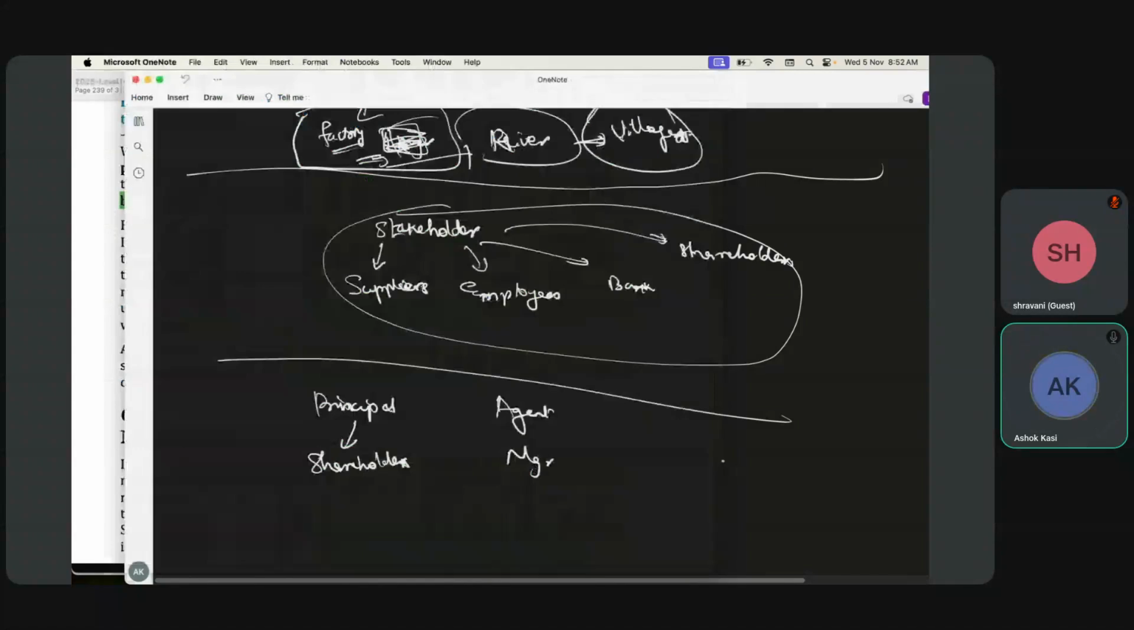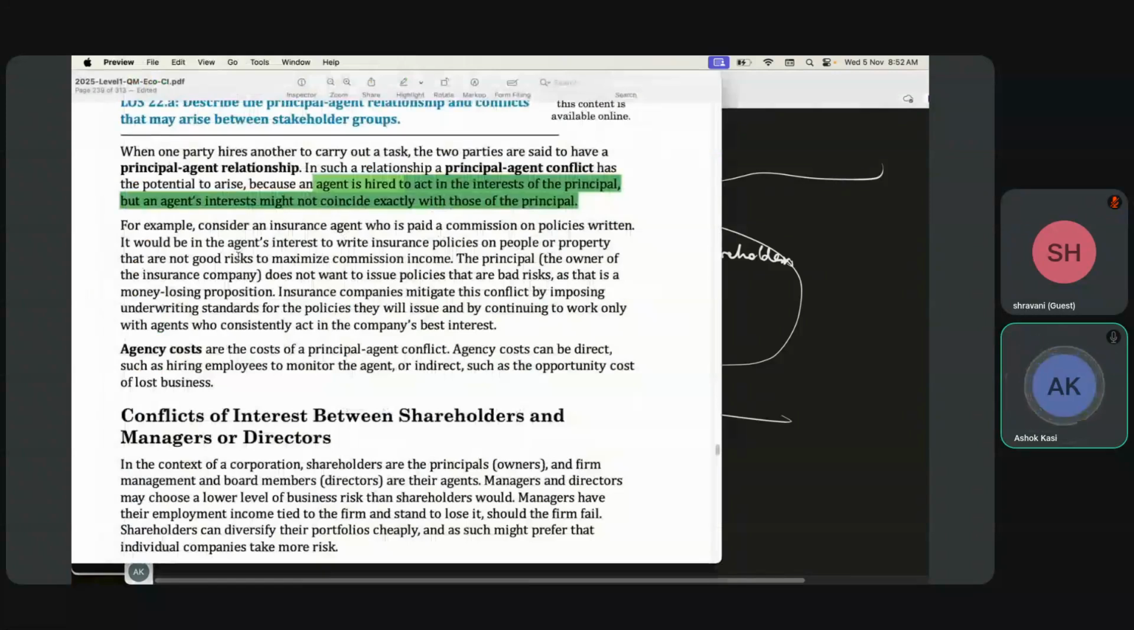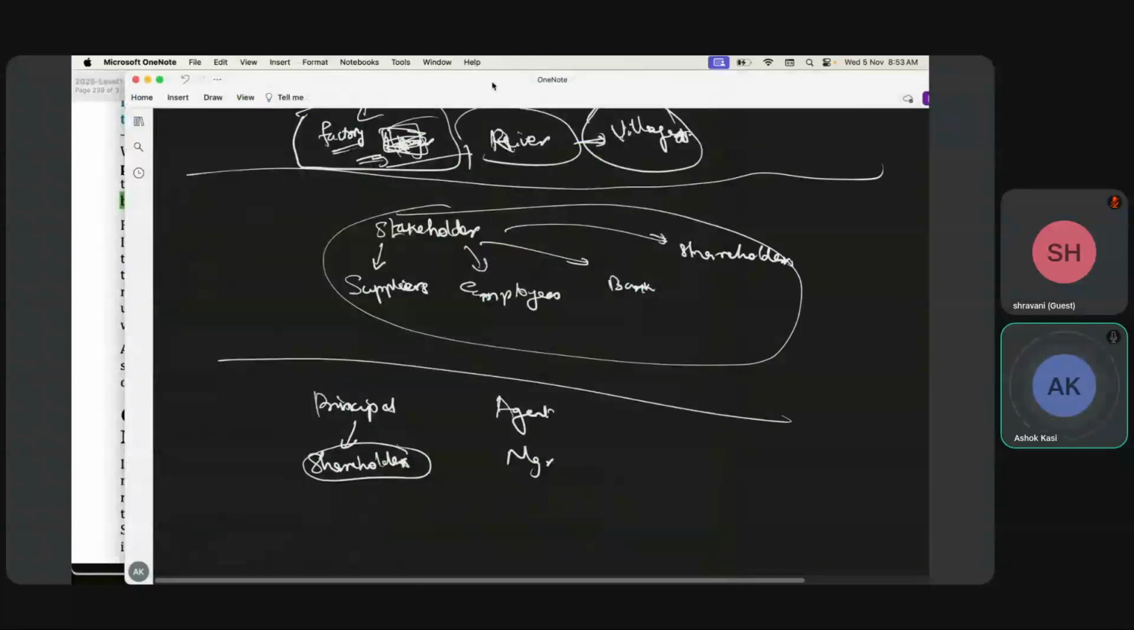Why? Because agent wants both to be happy, shareholders as well as the employees. And when will the employees be happy? When you share some profits with them also in the form of bonus, hike in salary, and all those things. So that's why when you increase the salary highly, shareholders may not like it.